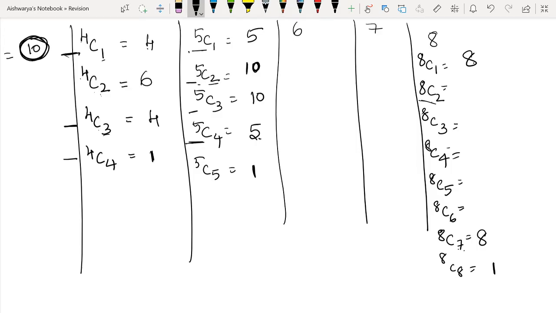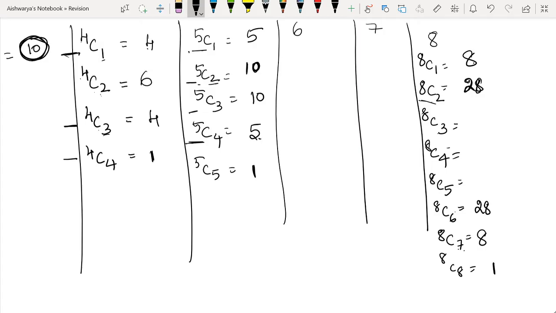Now coming to 8C2. 8C2 is 8 into 7, 56. 56 by 2 is nothing but how much? 28. Correct. 28. So all of you are able to hear me. So 8C2 is 28, therefore 8C6 is also 28. Both you can fill up simultaneously.